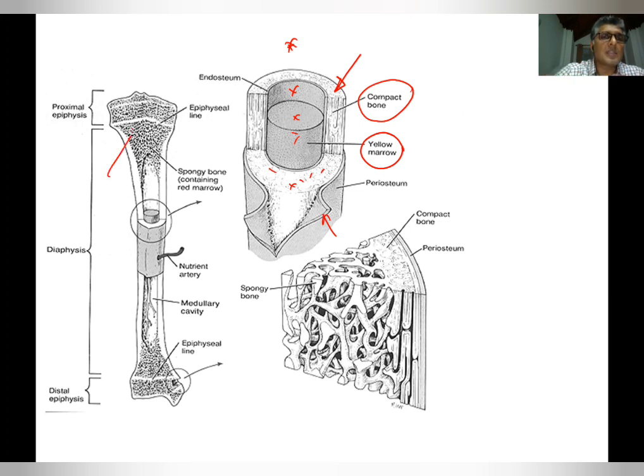When you go to the sides where you get red marrow, you can see a very loosely arranged bone there. It's like a sponge. You call it actually spongy bone. So this is an enlarged view of that area. That is called spongy bone, or you call it cancellous bone.